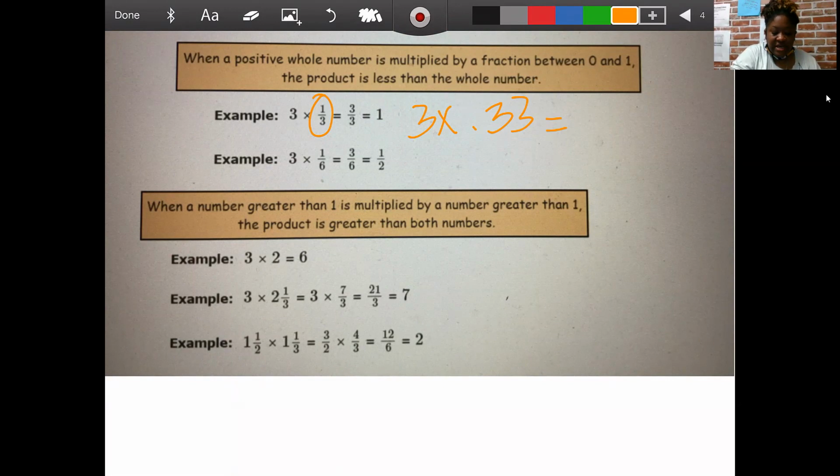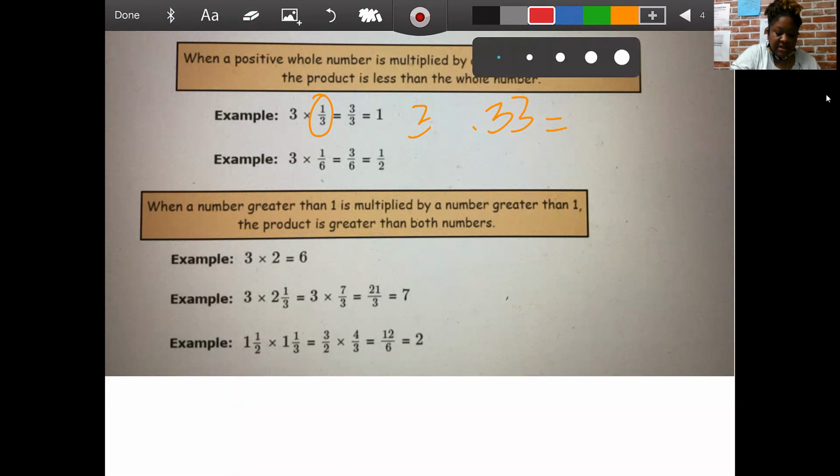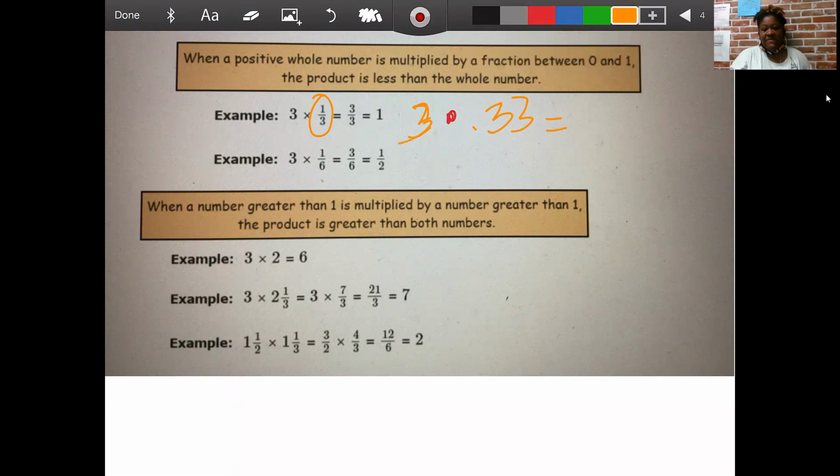okay, hold on. 3 times. I put an X. I didn't mean to put that, I meant to put a little multiplication sign. So 3 times 33 cents, and of course it's the 3 that keeps going on and on forever. So when a positive whole number is multiplied by a fraction between 0 and 1, the product is less than the whole number. So you start off with 3 and you're multiplying 3 times 33 cents. Your answer is going to be 1. It's going to be less than the number that you started off with because you're multiplying by a decimal. In the next one, you have 3 times 1/6.